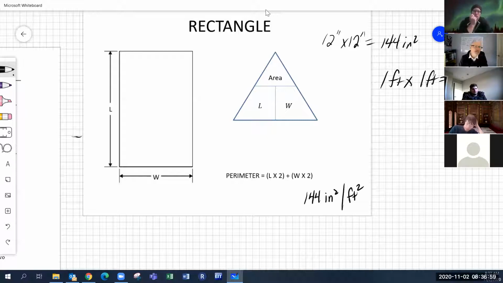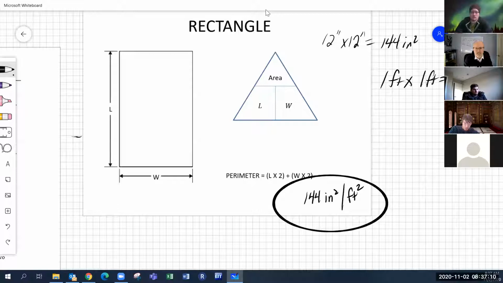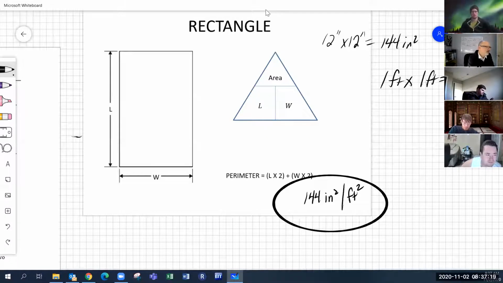And I think we talked about that last week. And this little statement right here is something that you need to memorize. It's one of those things that you should know, that there's 144 square inches in a square foot. Are there any questions on the rectangle and how to solve for the area of a rectangle?